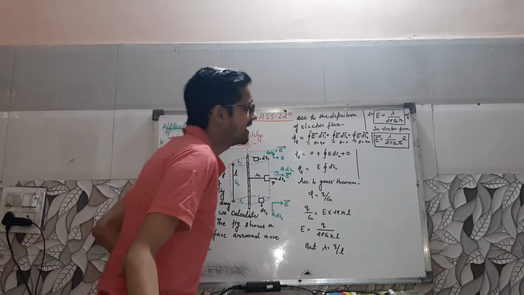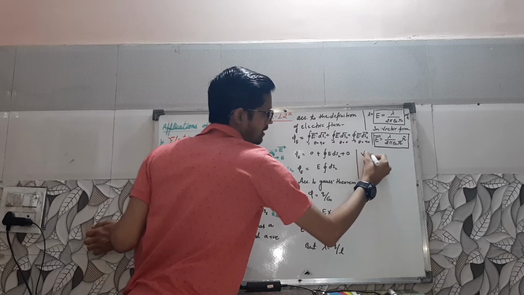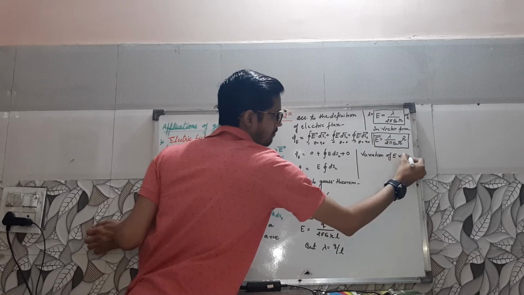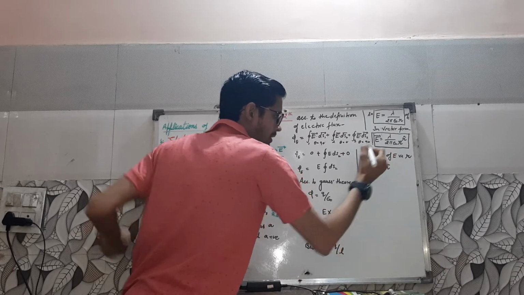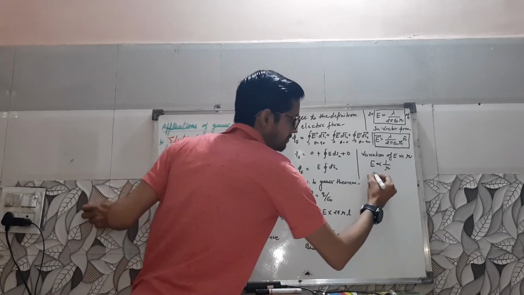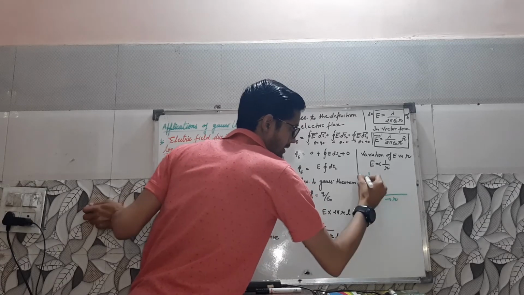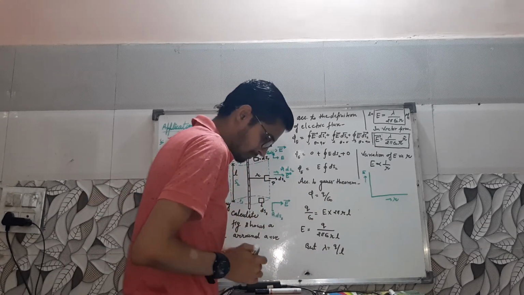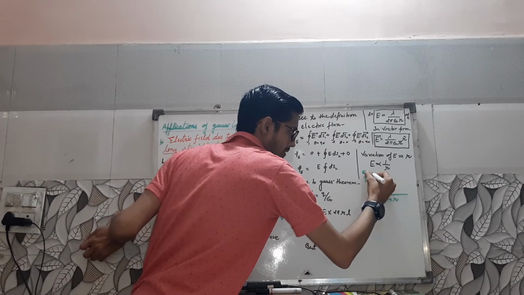So how does it vary with distance? Variation of E versus r. E is proportional to 1 upon r. So if we plot it, this is r and this is E. The graph is going to look like this.